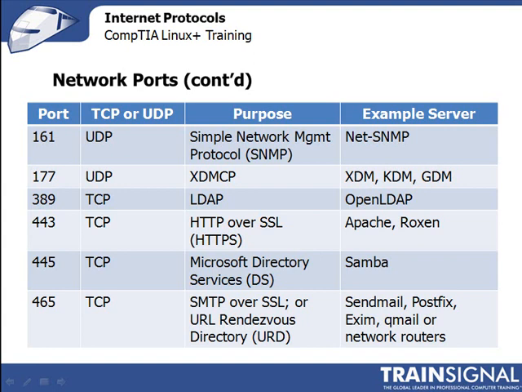The next port, 443, uses TCP as well, and its purpose is HTTP over SSL, or HTTPS. Example servers are Apache and Roxen. The next port is 445, which also uses TCP, and its purpose is Microsoft Directory Services, and an example server is again Samba. 465 uses TCP, and its purpose is SMTP over SSL, or URL Rendezvous Directory. Example servers again are Sendmail, Postfix, Exim, Qmail, or network routers.